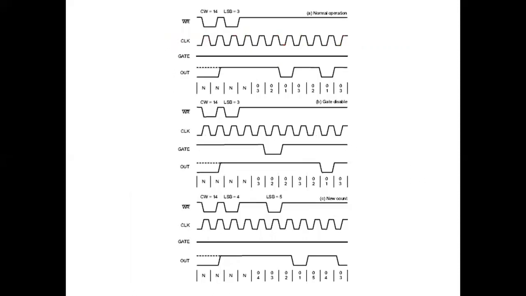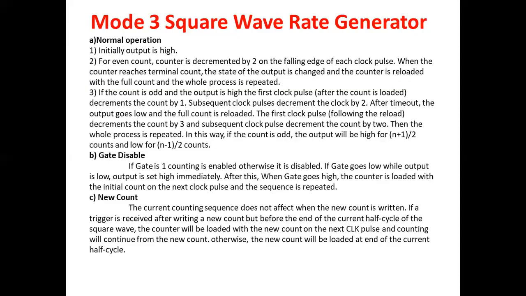That is the sequence of the mode 2 operation. Next, there is the mode 3 operation, the square wave rate generator. In this mode, the counter operates as a square wave generator. To operate the counter 1 in mode 3, the control word must be loaded into the control word register. After mode setting, the counter is loaded with a count value n. When the gate becomes high, the counter starts counting.